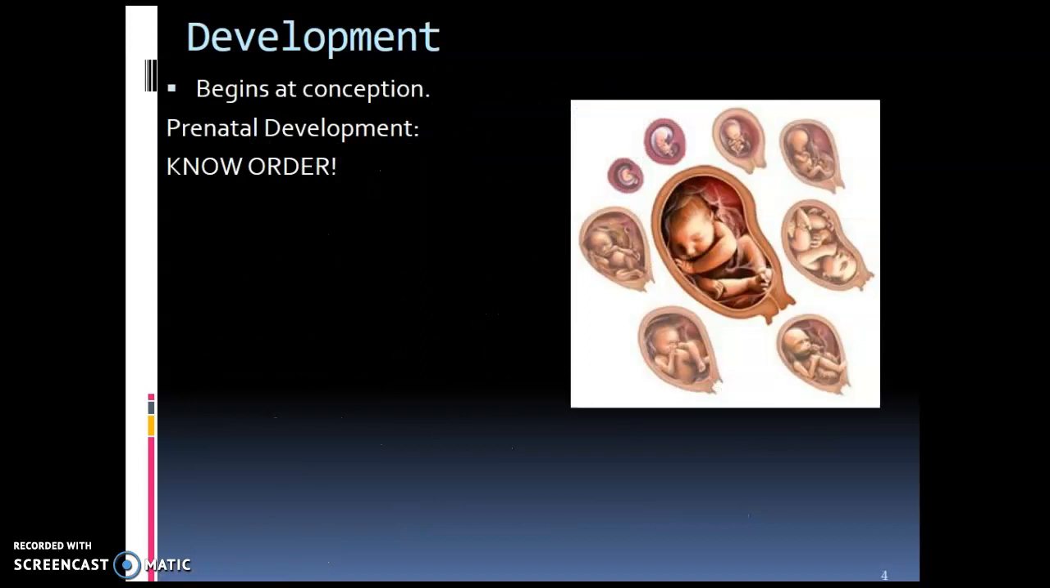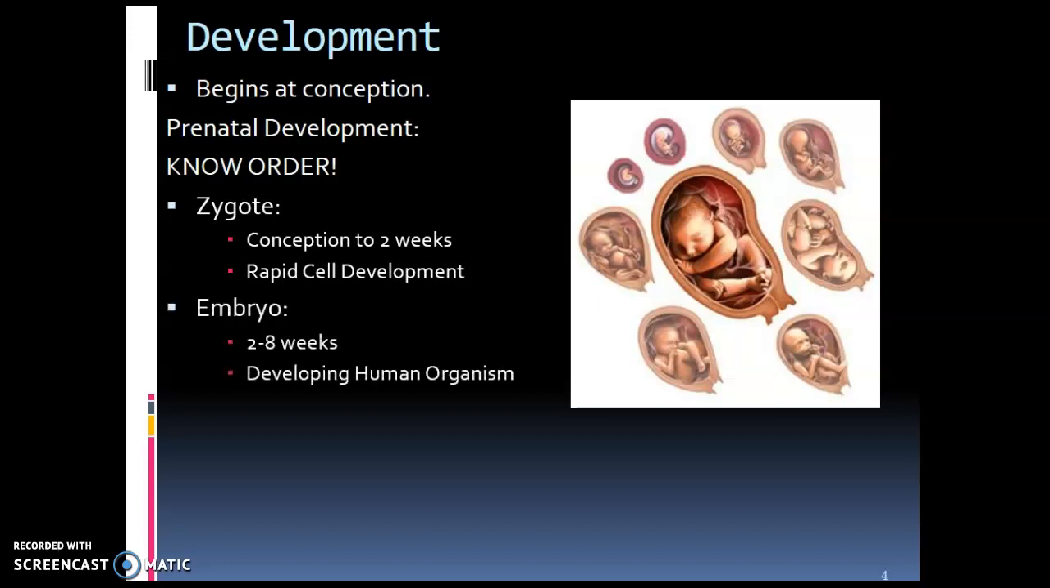So when we look at development, this is going to begin at conception. The main thing to remember here is the order of these stages. So you have your zygote, which is going to be highlighted by rapid cell development, your embryo, which is where we develop into the human organism, and then the fetus, 9 weeks to birth, which further develops into the human organism that we're going to be born with.